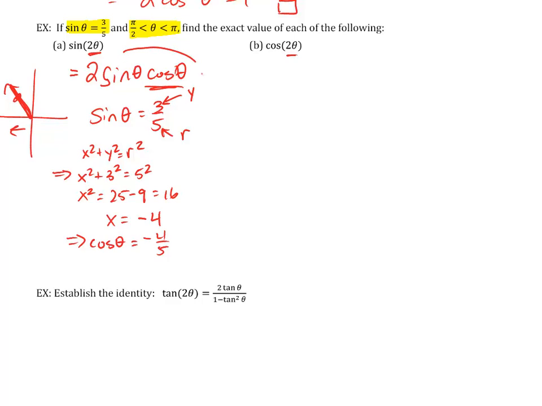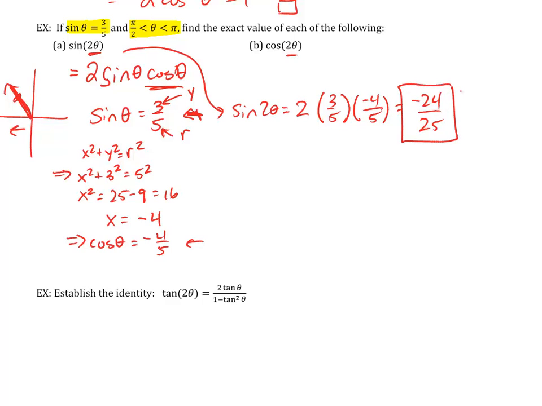With that information, we can see that sine of 2 theta would be 2 times sine of theta from here, which is 3/5, times cosine of theta from here, which is -4/5. So we get 2 times 3, which is 6, times -4 is -24 over 25. There is your sine of the double angle.